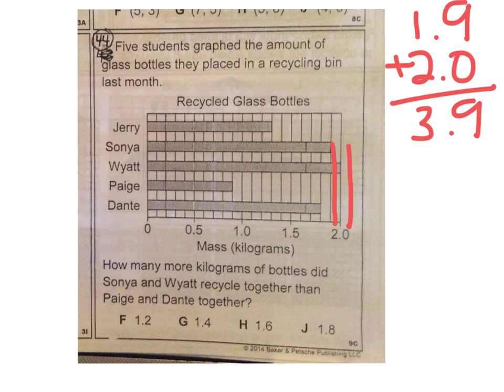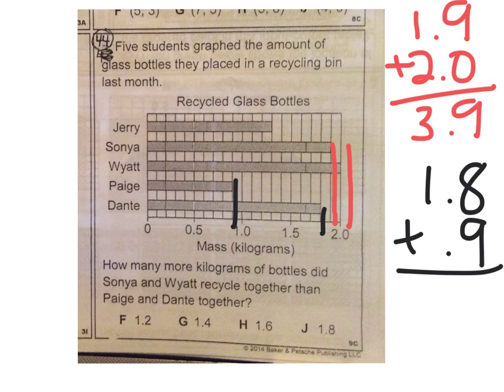So then let's look at Paige and Dante. Paige looks like she's 0.9, and Dante looks like about 1.8. So when we take those two numbers, we've got 1.8 plus 0.9, as you see I'm lining up my decimals, and that gives us 2.7. So when you subtract those two numbers, it will give you your answer.